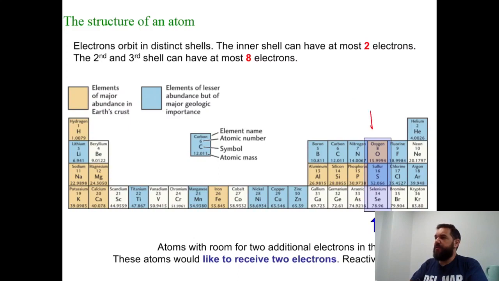Next to it is group number 16. These are the elements like oxygen, sulfur, selenium. These are all needing 2 electrons. They need 2 electrons to be happy, so they're pretty reactive as well.